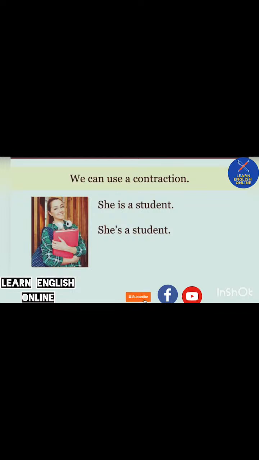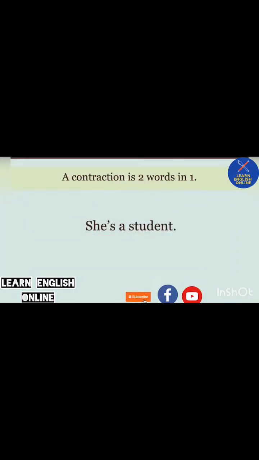Okay, let's look at one more thing about the verb be. We can use a contraction. Look at these 2 sentences. She is a student and she's a student. They sound almost the same. We see the be verb is in the first sentence. In the second sentence, there is just an S. This is called a contraction. A contraction is 2 words in one. This mark here is an apostrophe, and we use it in contractions.